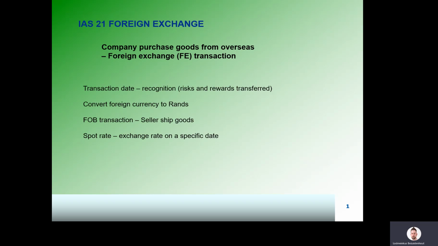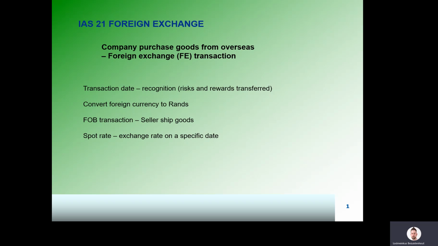All right, so when these goods are imported, we must always look at what the transaction date will be, because we will use the transaction date to recognize the transaction in our books. Remember, this is an imported asset or an item. So it's denominated in a foreign currency, and because we report our financial statements in rands, we have to convert it into rands. All right, so we convert the foreign currency amount to rands, and we must always look at when the risks and rewards are transferred, and that is linked to the transaction date.